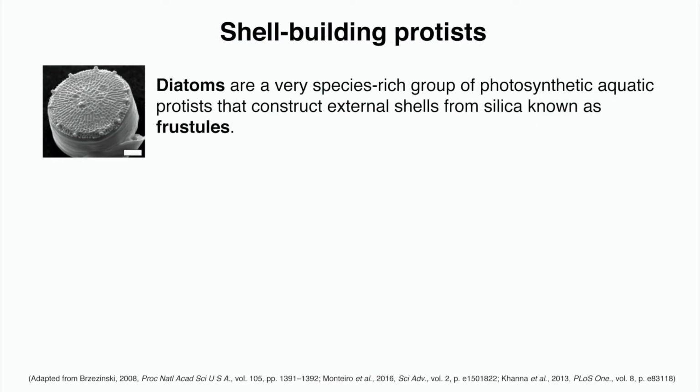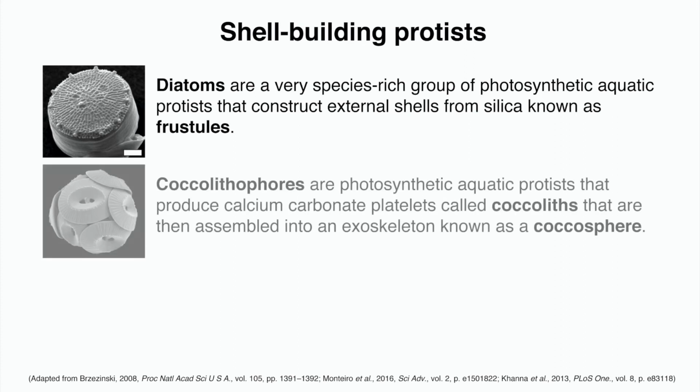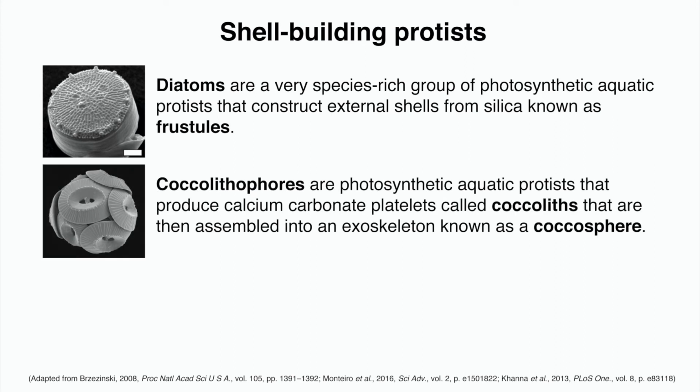Many protists construct hard outer shells. Diatoms are a very species-rich group of photosynthetic aquatic protists that construct external shells from silica known as frustules. Coccolithophores are photosynthetic aquatic protists that produce calcium carbonate platelets called coccoliths that are then assembled into an exoskeleton known as a coccosphere.